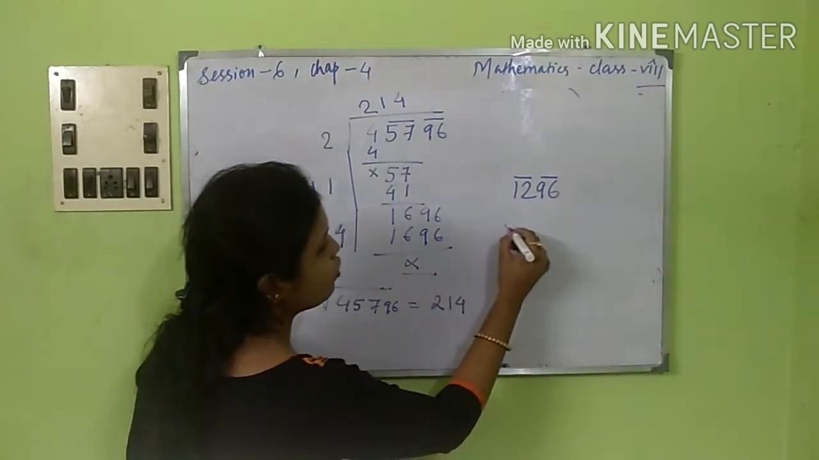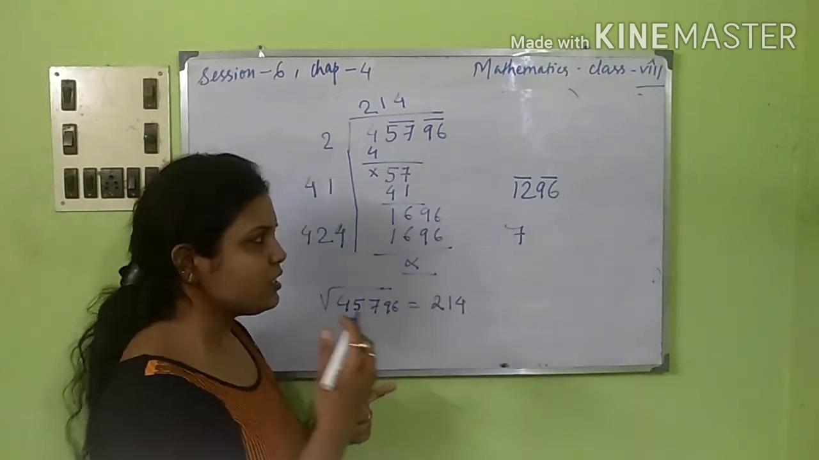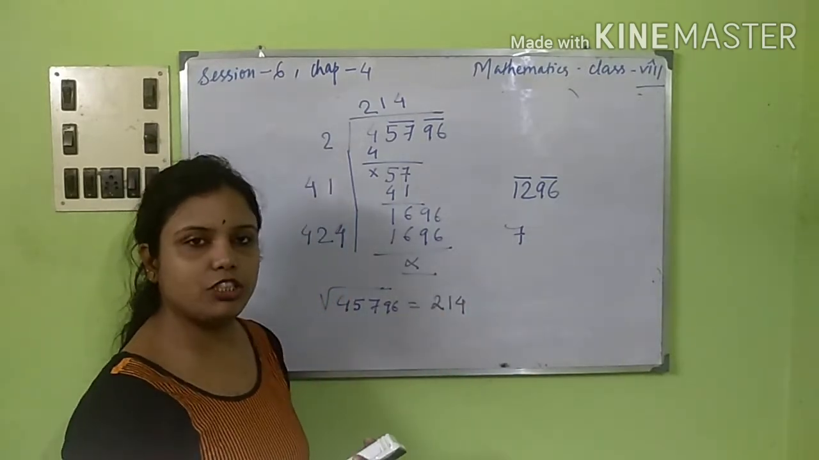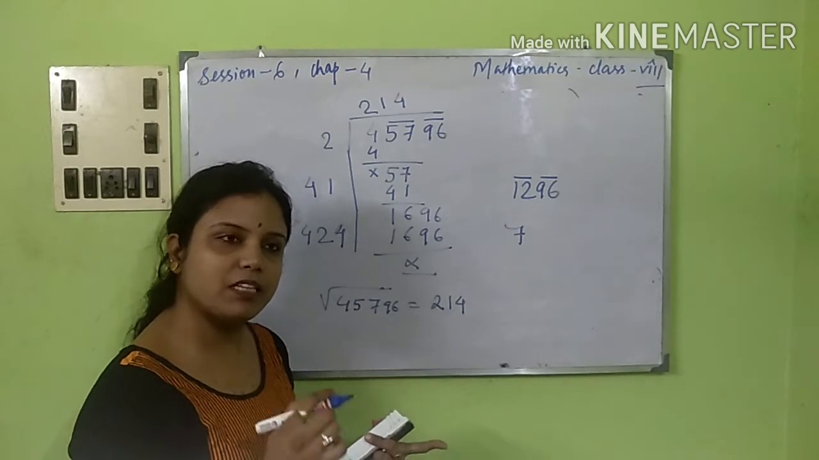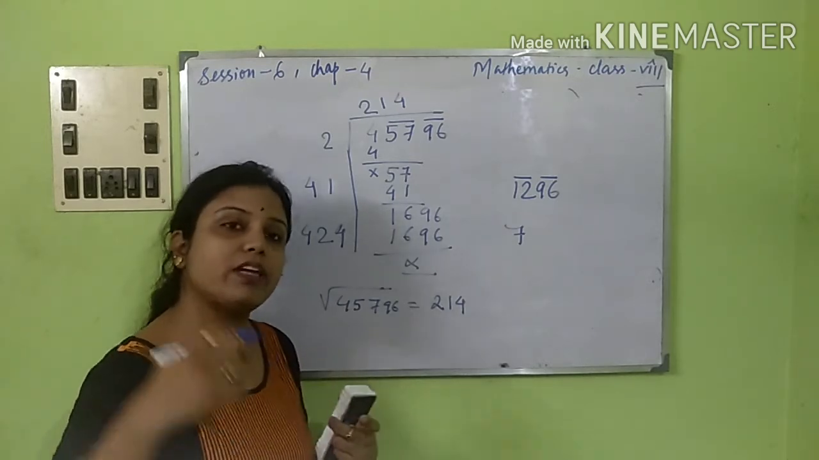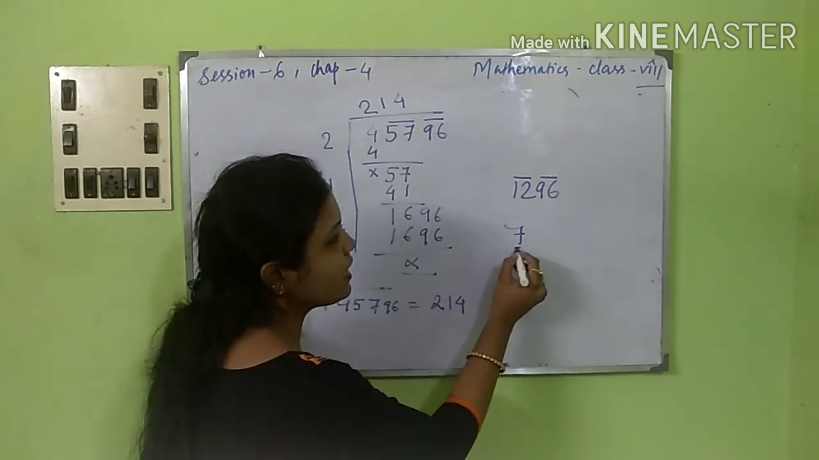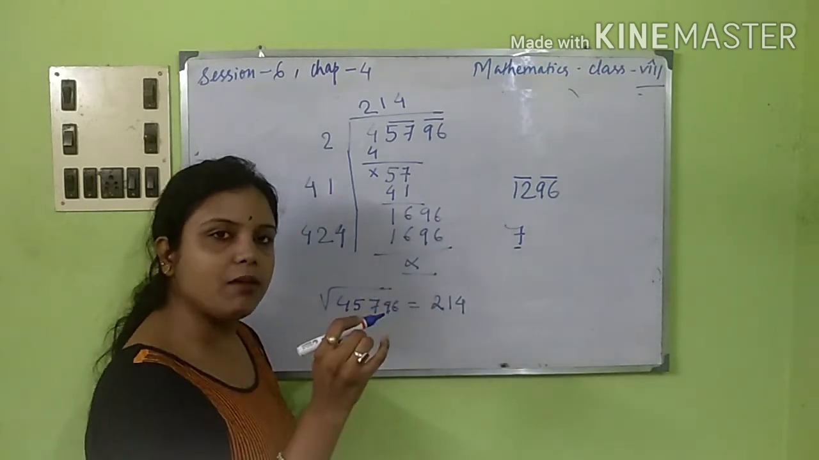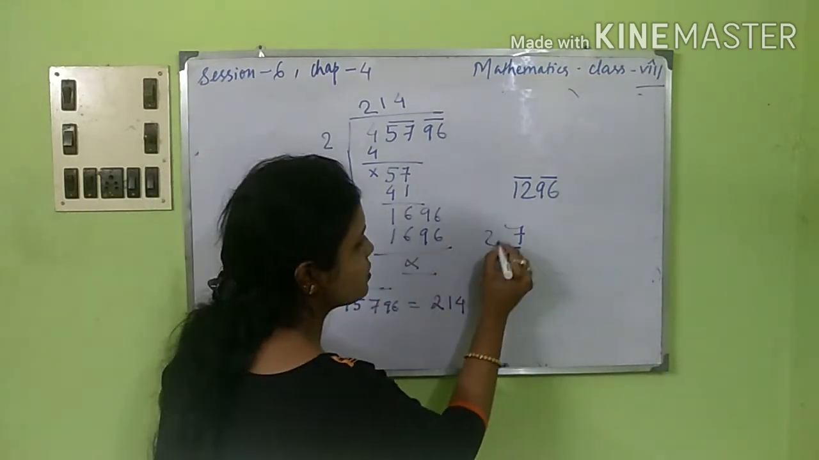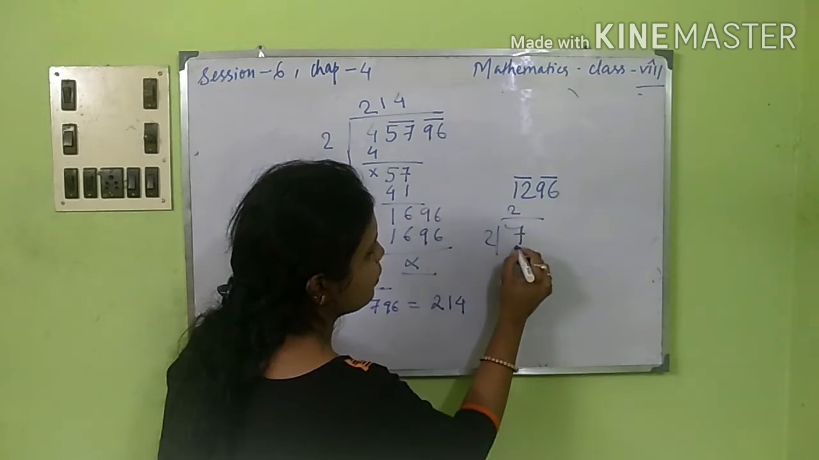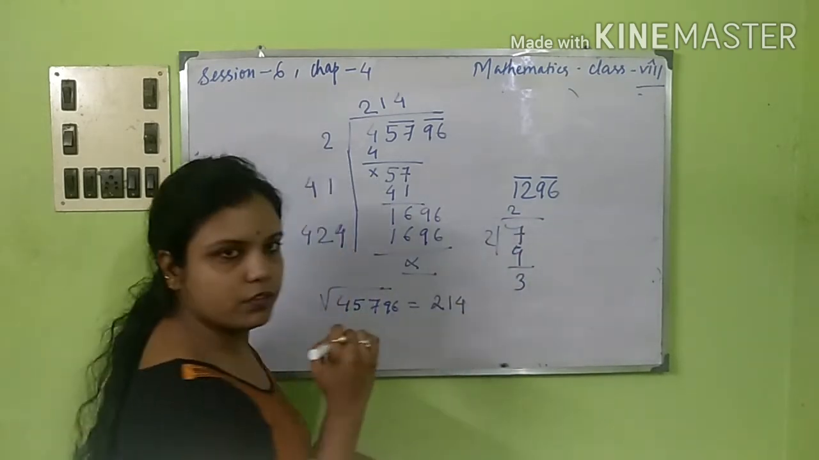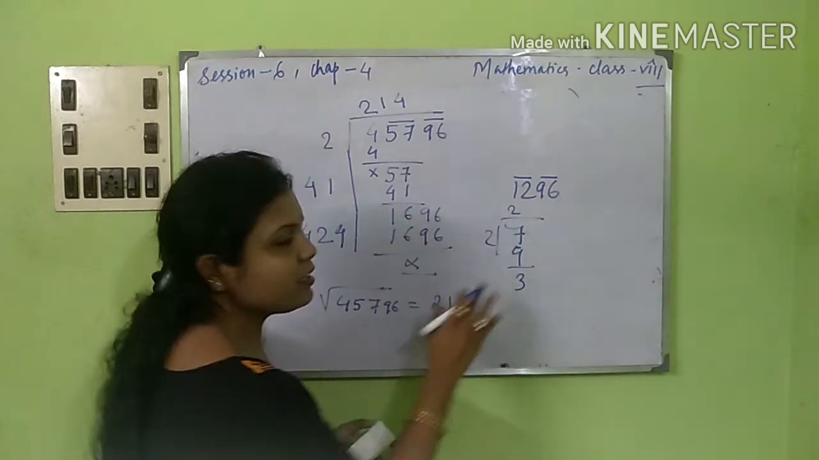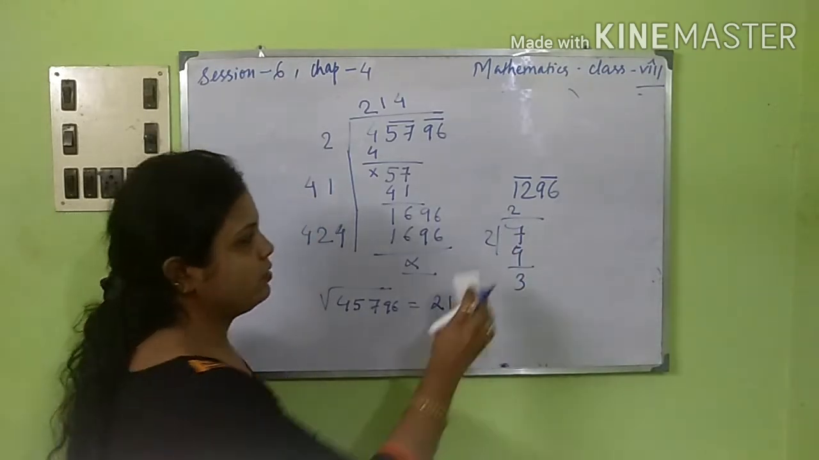Suppose there was 7. So what is the nearest squaring digit? Obviously 4 only, because 2 square is 4. Again 3 square is 9, and 9 is bigger than 7, so we will be taking up 2. So 2 square will be 4. Suppose here it was like this: 2 square is 4, so we have 3 left over. So take the nearest squaring digit.